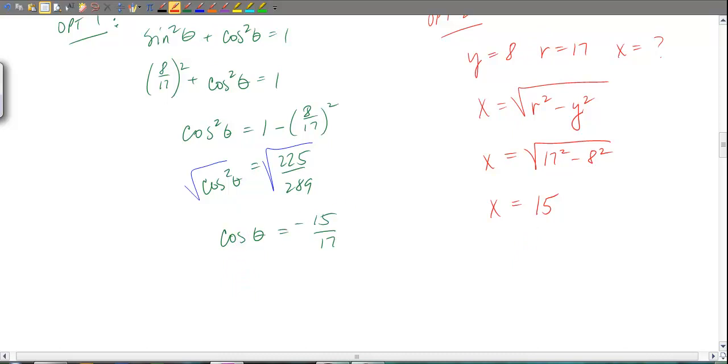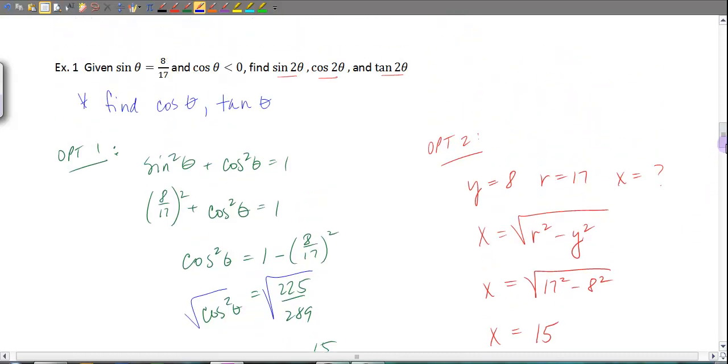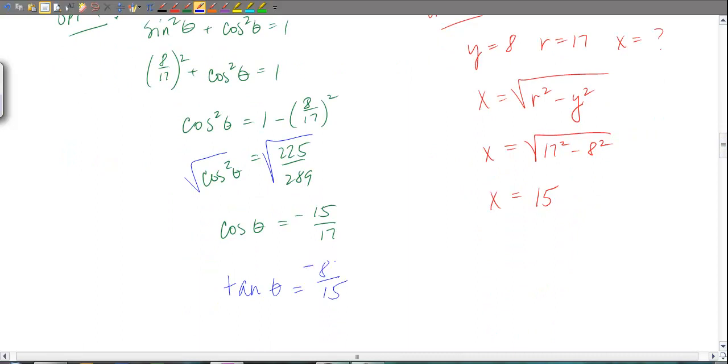Remember though that I not only wanted to find out what cosine theta was, I need to figure out what tan theta is. So whichever method we chose to use, I still have everything I need. I know that tangent would be y over x. So that would be 8 over 15. And one other thing, sine is positive, cosine is negative. That tells me I'm in quadrant 2, and therefore tangent needs to be negative also.